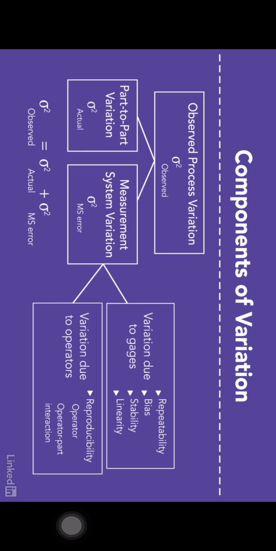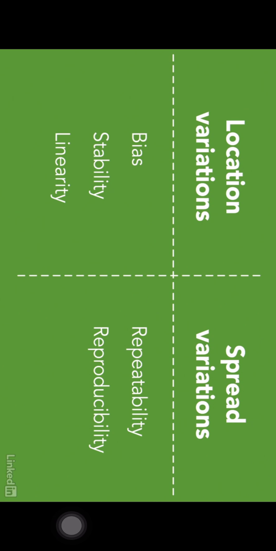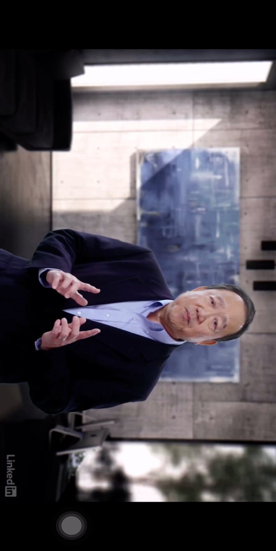Now, let's look at the components of variation. Measurement system variation consists of variation due to gauges, the measuring equipment, and variation due to operators, the people doing the measuring. Measurement system variation or errors can be location-related or spread-related. Location-related variations are bias, stability, and linearity, while spread-related variations are repeatability and reproducibility. Let's explore these ideas a bit more, first starting with location-related variations.